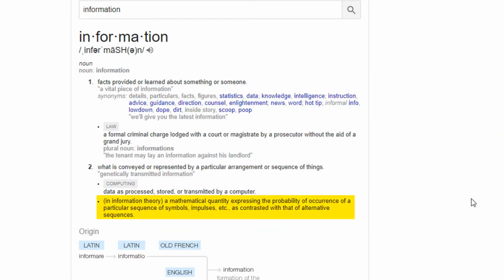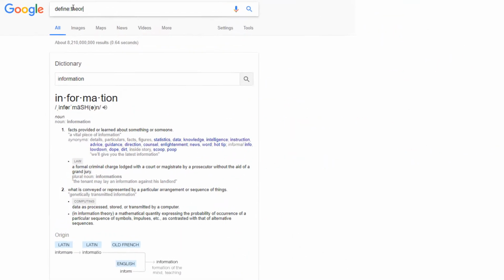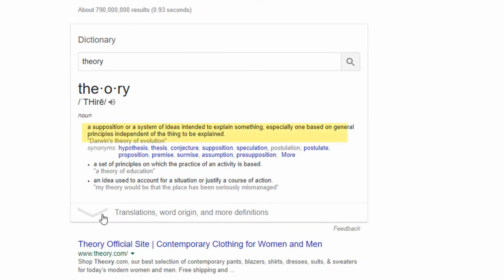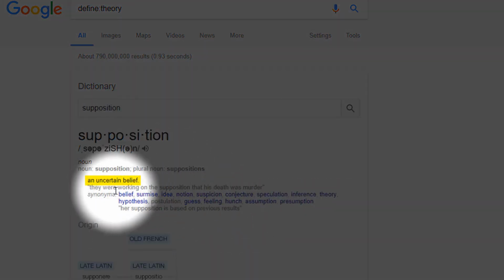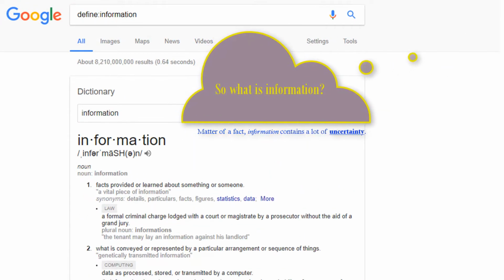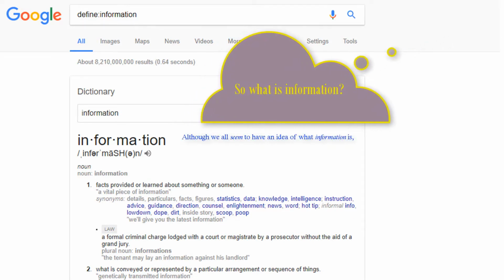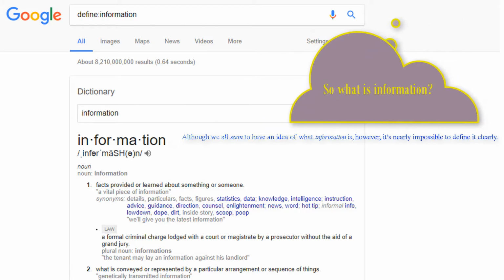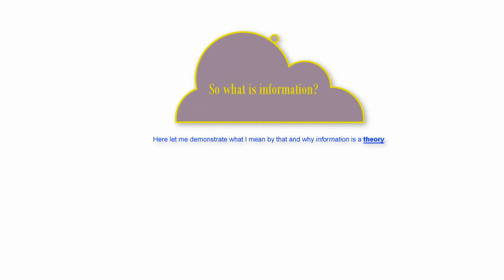But note, this definition is in information theory, and information is a theory for a reason. A theory is a supposition or a system of ideas intended to explain something, especially one based on general principles independent of the thing to be explained. And a supposition is an uncertain belief. As a matter of fact, information contains a lot of uncertainty. Although we all seem to have an idea of what information is, it's nearly impossible to define it clearly. Here, let me demonstrate what I mean by that and why information is a theory.